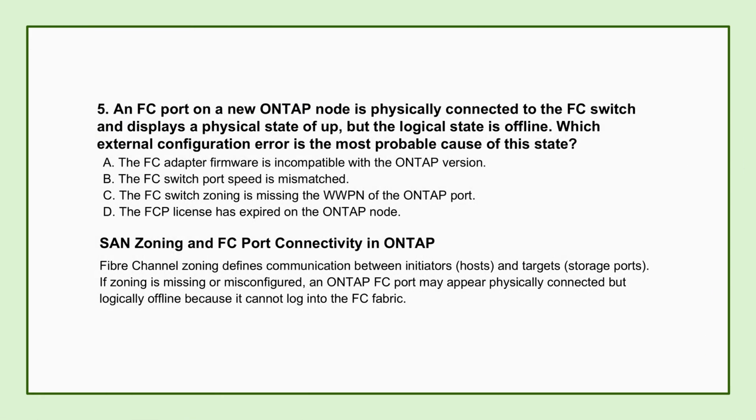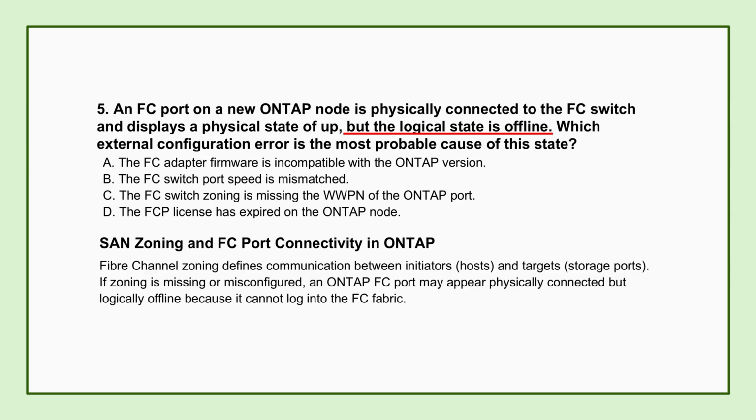Okay, sticking with the SAN, let's talk Fiber Channel ports. A port is physically connected. Link light is up. Port show says the physical state is up. Good start. Cable's plugged in. But the logical state is stuck at offline. It won't come online logically. Hardware seems fine. What's the most likely culprit outside the storage system?